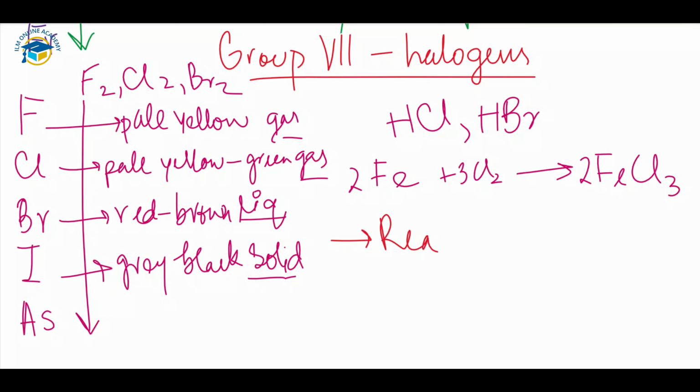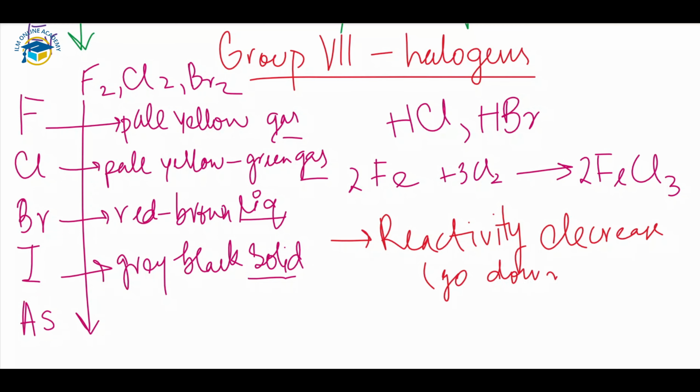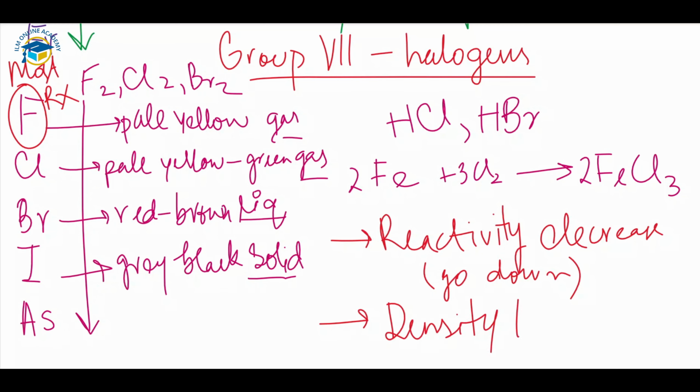As we go down, the reactivity decreases. If we go down, the reactivity decreases, meaning fluorine is the most reactive, and iodine or astatine are the least reactive. Second, density increases, meaning fluorine is less dense and astatine is more dense. Iodine and astatine are present in a solid form, so they are denser. So density increases from top to bottom.